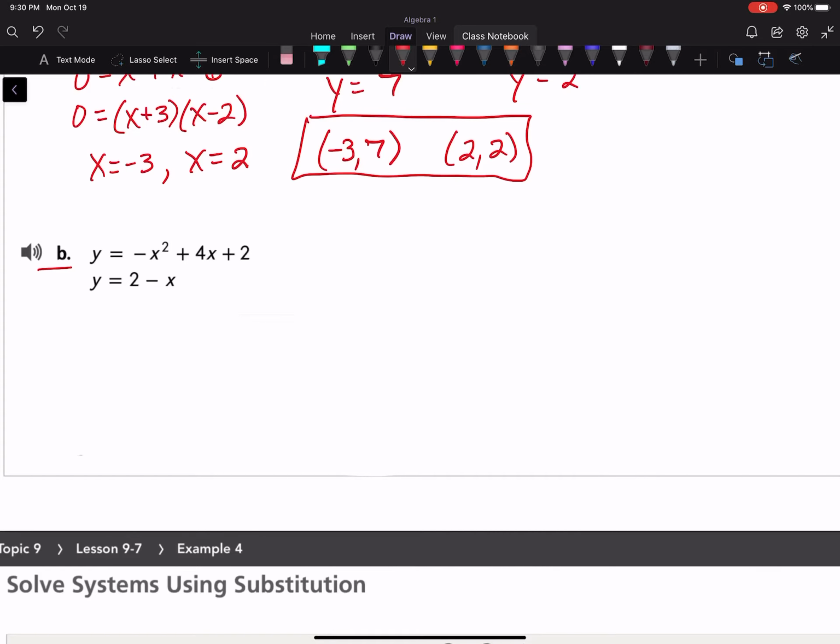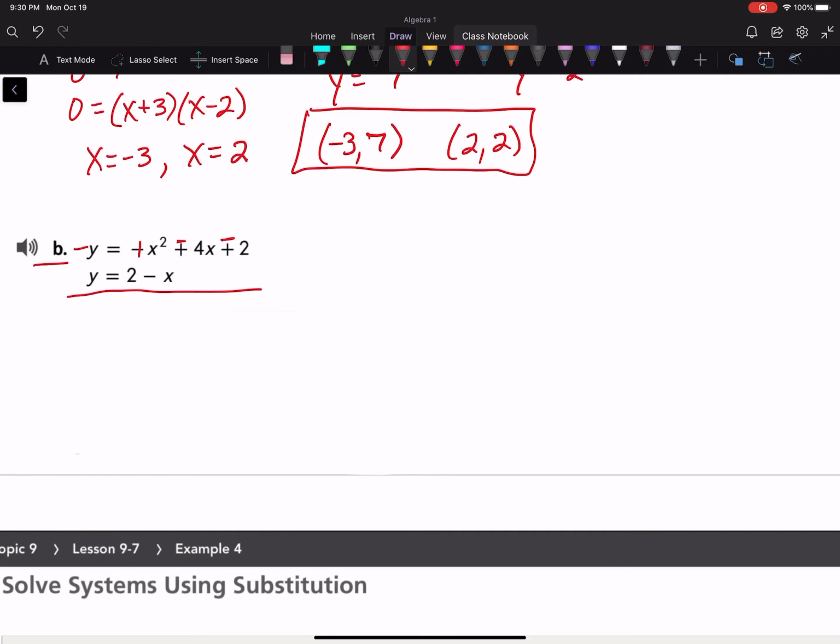I'm going to change the top one because I want my x squared positive. So I'm going to let that be negative, change that to positive, negative, negative. Okay, add them up. So we have negative y and positive y make 0 equals positive x squared. We have -4x and -x. That makes -5x.